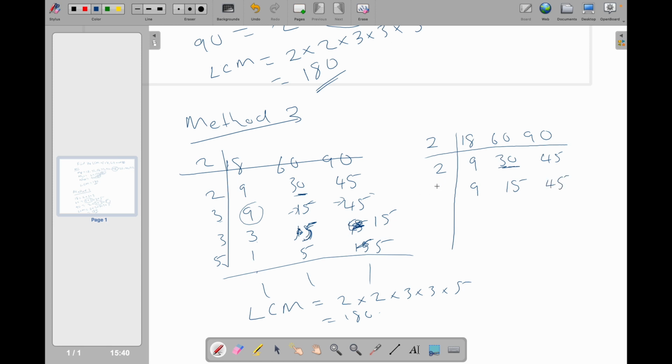And then we divide by 3. Here we get 3, here we get 5, and here we get 15. And then we divide by 3, and here we get 1, here we carry 5, and here we get 5, because we divide this by 3. And then we divide by 5, and we get 1, 1, 1. So that's where we take these and use them to get our 180.